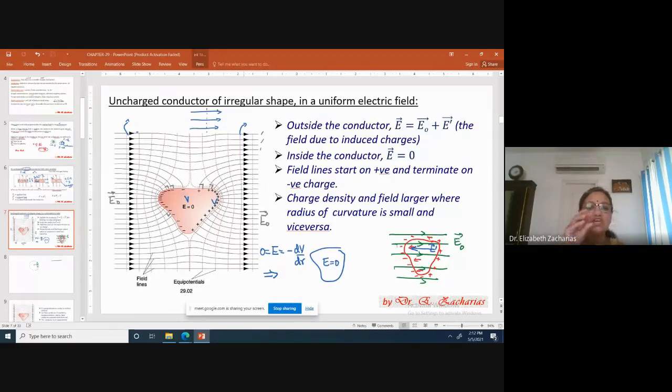Okay, so charge concentration will be more at sharp edges. Sharp edges are points where the radius of curvature is small. So that's something that you're seeing here. And at every point inside, the electric field is zero. Outside, the electric field is non-zero, but everywhere on the surface, the electric field is normal, making 90 degrees with the surface. So that's also one reason why this is electrostatic.